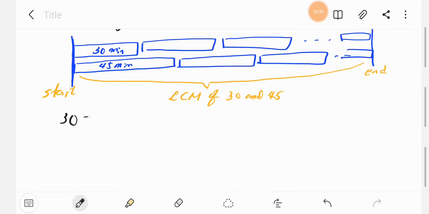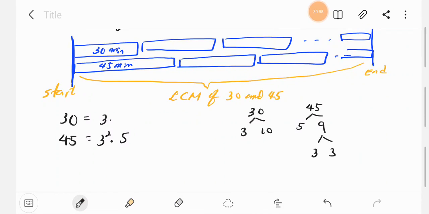Okay, 30 is 3 times 10, isn't it? How about 45? 45 is 5 times 9, and 9 is 3 times 3. So this is the product of 3 squared, and then times 5. For the number 30, 30 is 3 times 10, and 10 is 2 times 5. We have to write in prime factors, so 2 times 3 times 5.